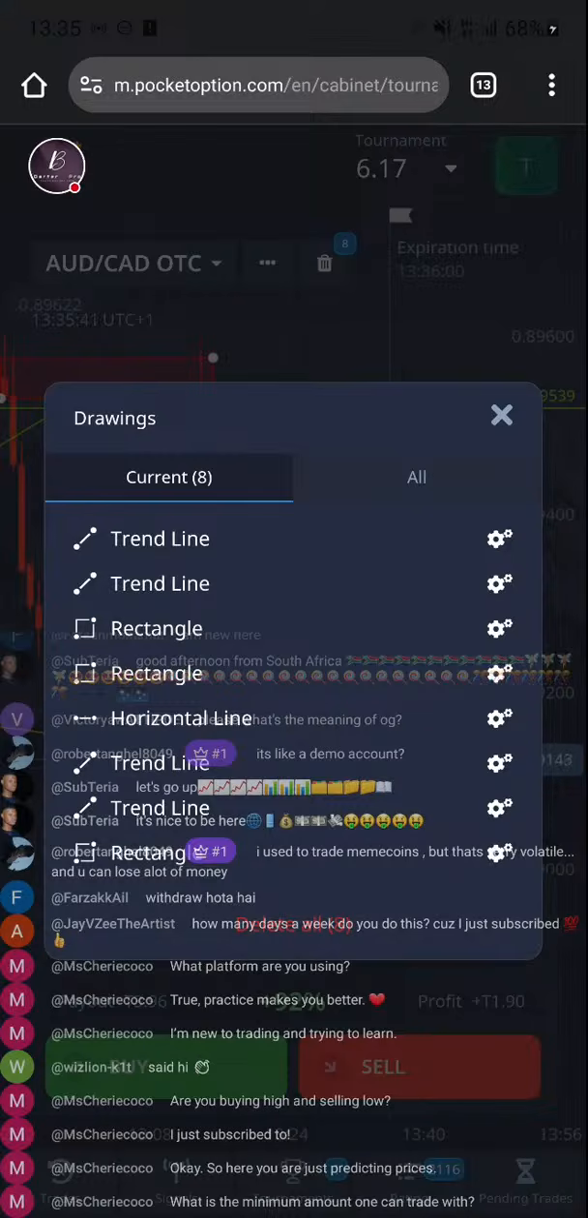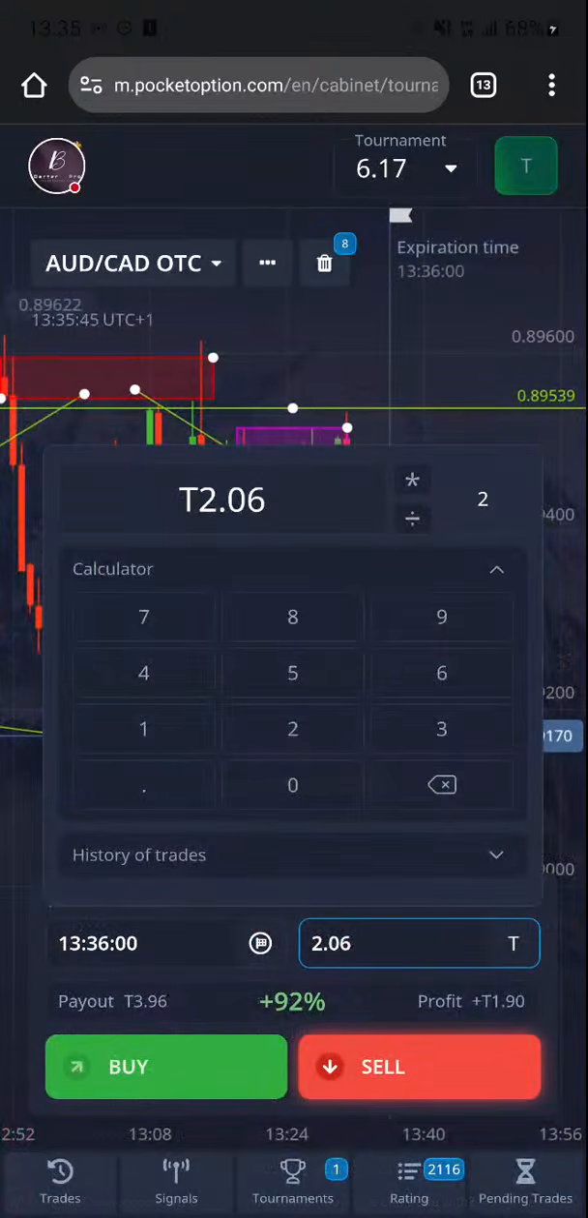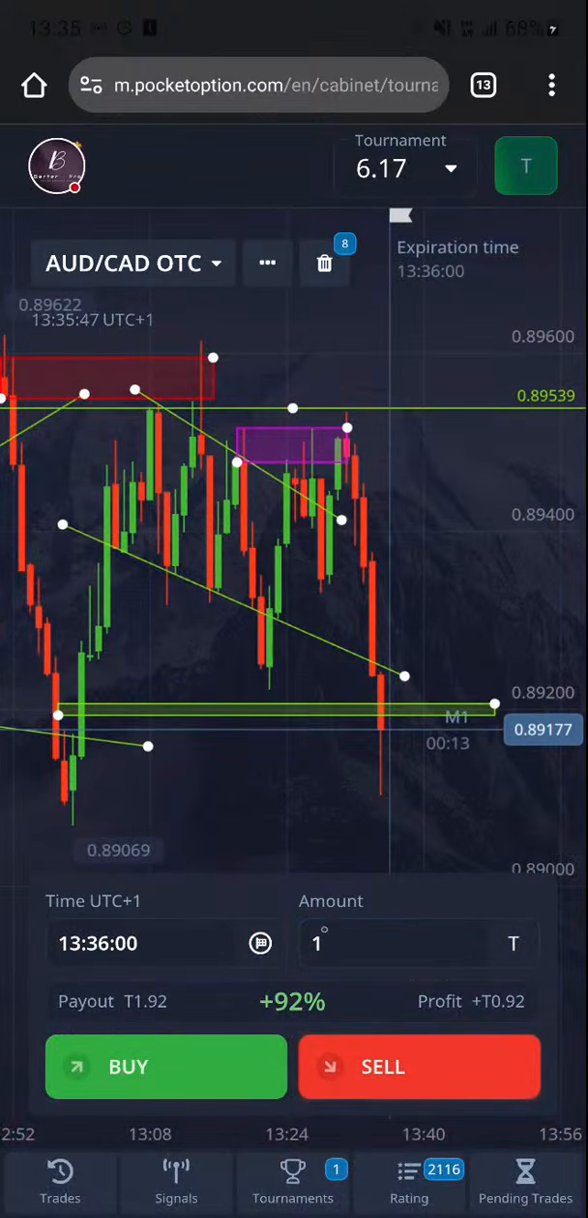What's the minimum amount you can trade with? The minimum amount you can trade is $1 here, you can see, but the minimum amount you can deposit, I think, is like $5.